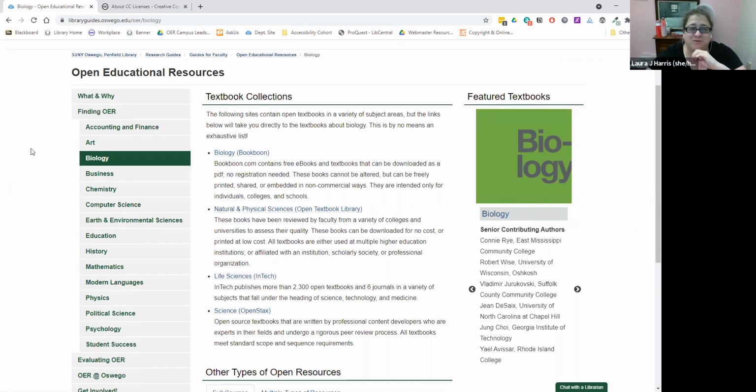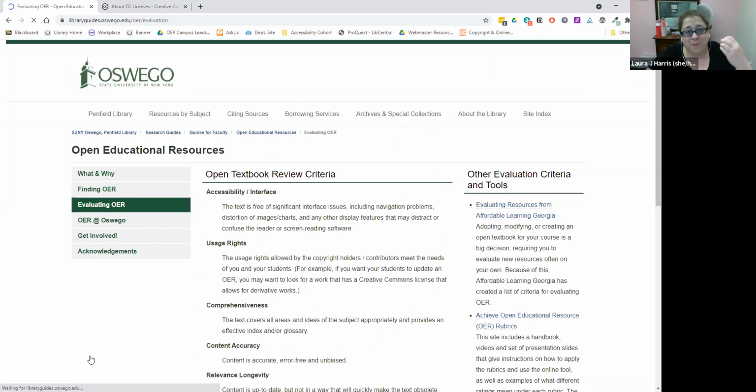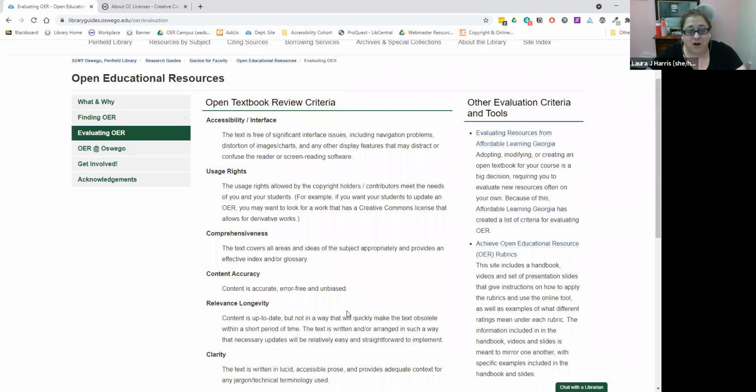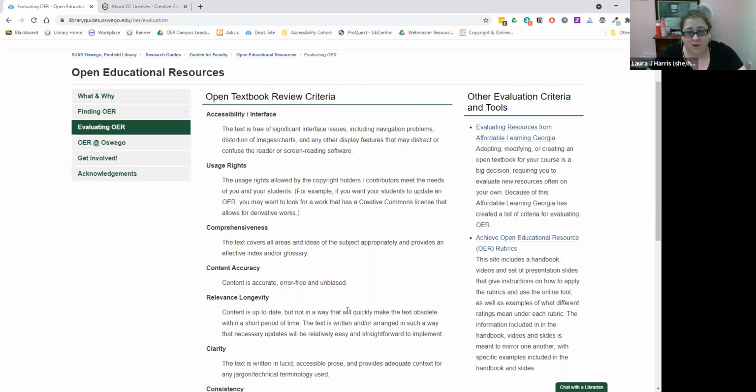I will say this, I know of some general areas and some sites to look for OER, but really when it comes to evaluating OER, your subject knowledge is really going to be one of the key factors that I certainly cannot comment on. But there are a few things you might want to look for. Accessibility, obviously, should be a priority. You want to make sure that the interface is not too clunky.